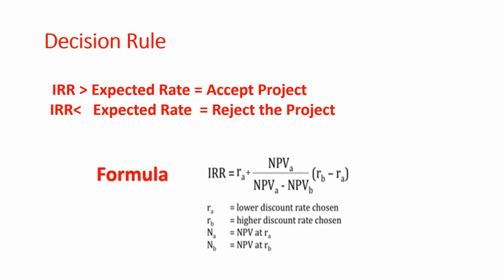Let's see the IRR decision rule. If the internal rate of return is greater than the expected rate, we will accept the project, or if it is smaller than the expected rate, we will reject the project. The formula to calculate IRR is equal to RA plus NPV A upon (NPV A minus NPV B), bracket, multiplied by (RB minus RA). Here, what are the things mentioned? Let's see. RA is the lower discount rate chosen, RB is the higher discount rate chosen, NPV A is the NPV at rate A, and NPV B is the NPV at rate B. Okay, I hope you might have understood.